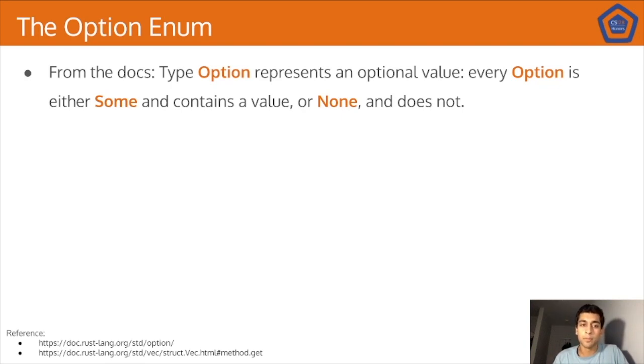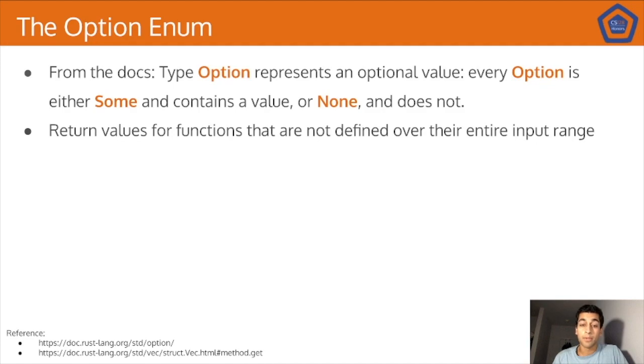So you can use option for functions that return values that are not defined over the entire input range. So what does that mean? Let's say you have a vector or an array. They are of a certain size at any given moment, right? If we have a vector of 10 elements and we try to access the 11th element, there is no value there. So when you try to get the 11th value, we can return a none. If we try to get the 0th value, the first value, we can return a some, and the value contained in that some is the element we want.